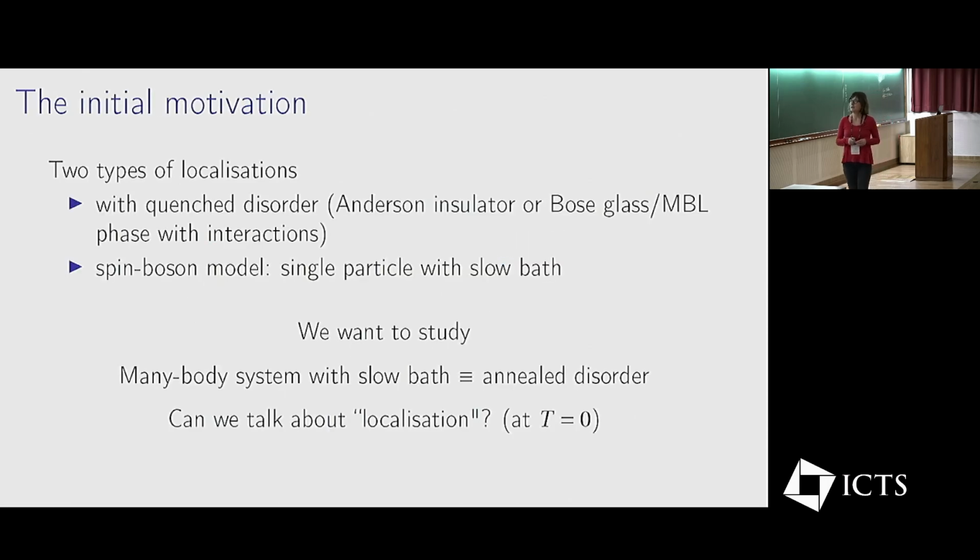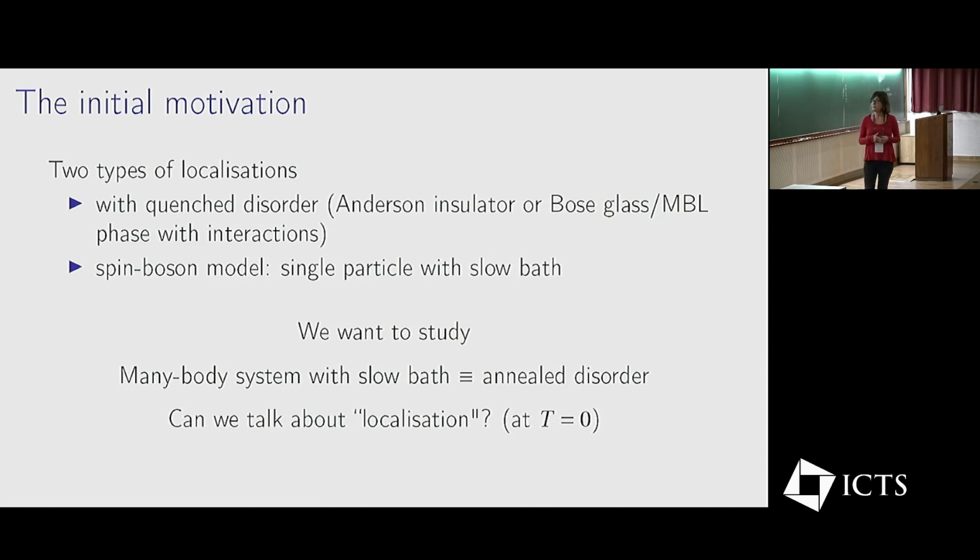So why did we end up studying this problem? Because in the literature, there are two types of localization which are discussed. One is the many-body localization that we just saw with quench disorder. In the simplest case, when there is no interaction, you have an Anderson insulator where transport properties are suppressed. But people also studied the case when you introduce interaction and the type of phase diagram that you can encounter. And this is also characterized by suppression of transport properties.